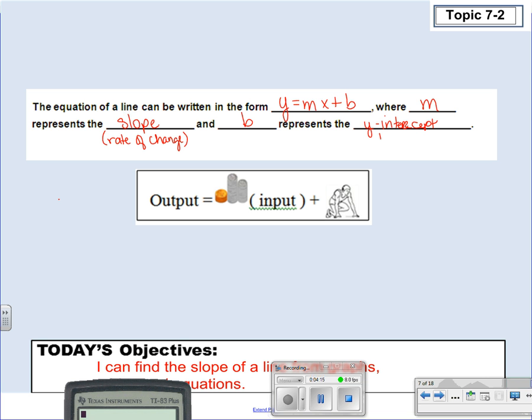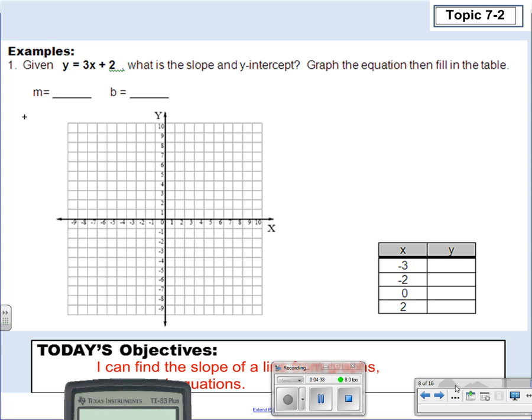The y-intercept is where we begin when we're graphing. So this same equation is very similar to the one we used to come up with our equation based upon the graph. Our y is our output, our m is how it changes, our x is our input, and then our starting is where we begin. First thing we're going to do is, given the equation, figure out what the slope and the y-intercept are, and then graph the equation to fill in the table.